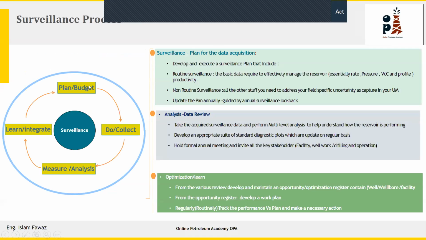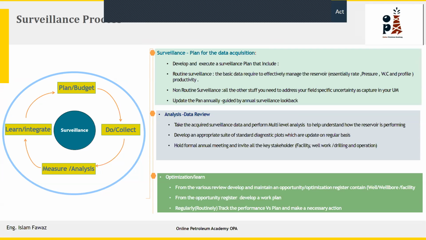As a start, we begin by collecting the data: routine surveillance data like rate, pressure, water cut, saturation profile, and productivity. There are also some non-routine surveillance data needed to address some uncertainty or issue in your field in order to maximize the recovery. The surveillance should be updated annually, guided by an annual surveillance look back.